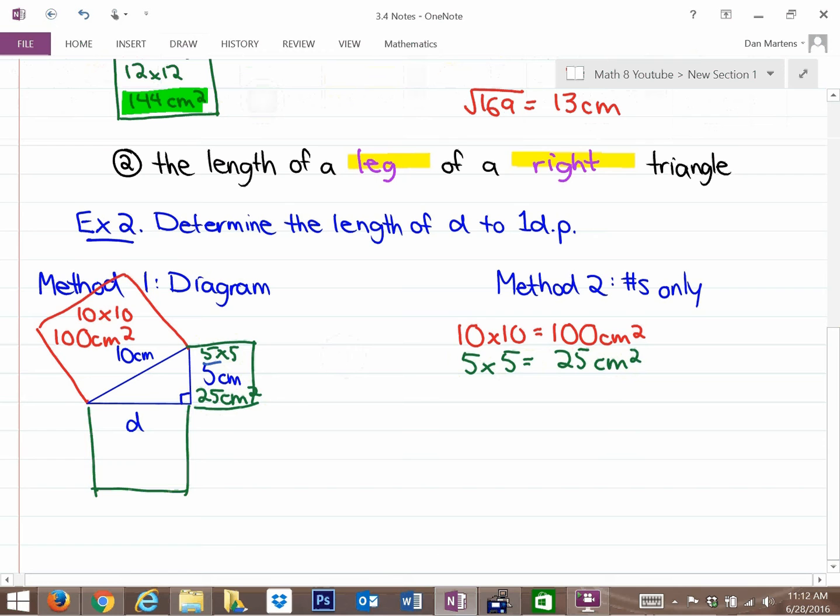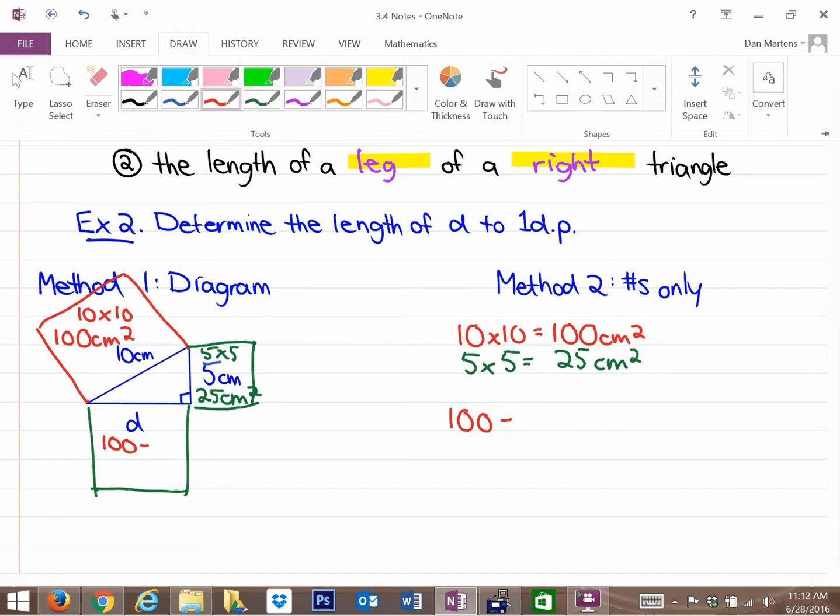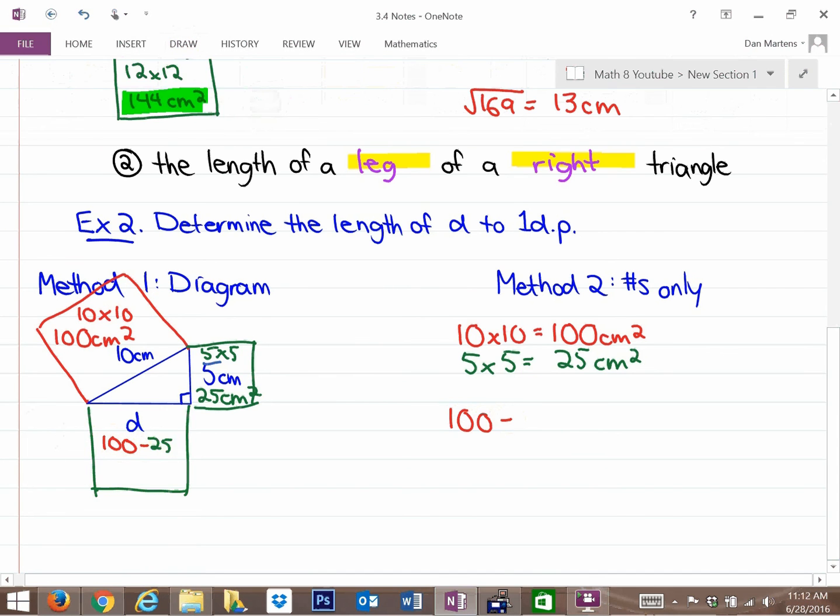And here's the difference between this question and the previous question. In this question, you're solving for the area of this smaller square. So instead of adding the two areas, you're going to be subtracting them. So it's going to be the large area minus the smaller area to give us that area. So 100 minus 25 is equivalent to 75 centimeters squared. That's the area of this particular square.